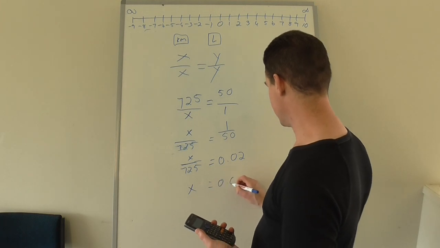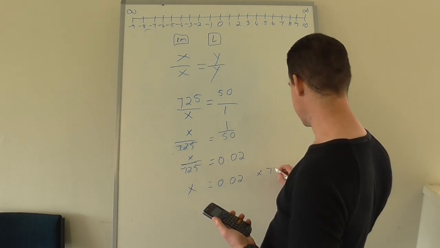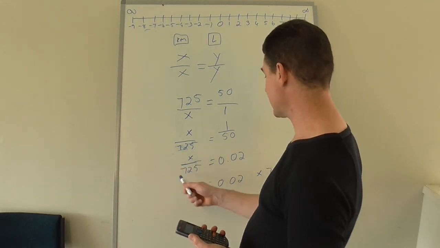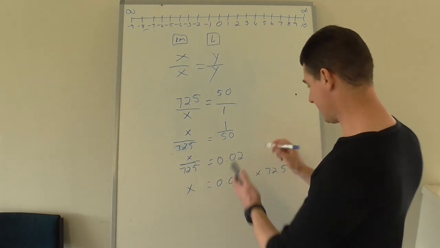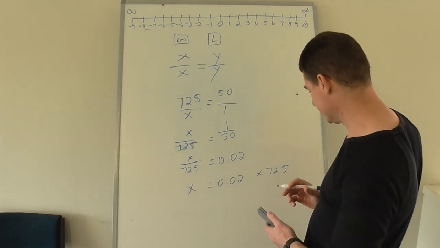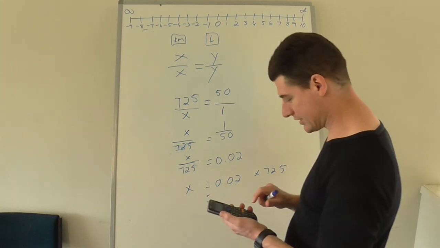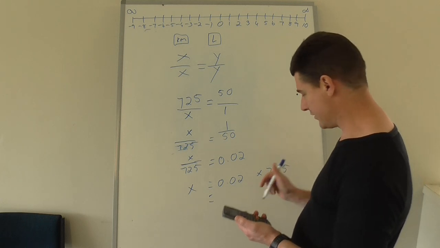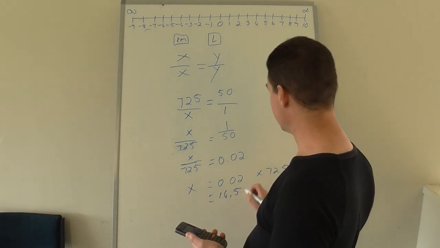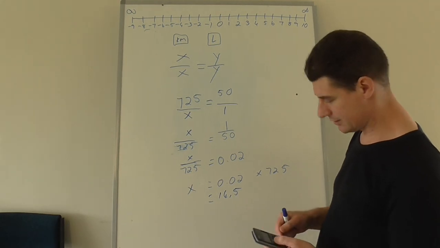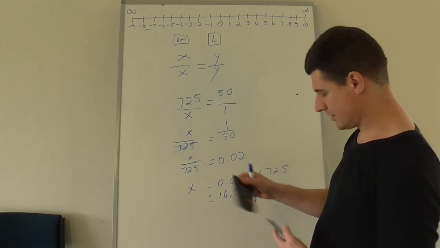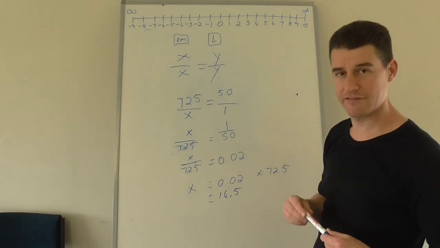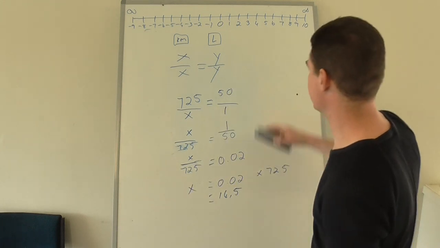So it's 0.02 multiplied by 725. If this was 725 multiplied by x and you're bringing it over, then it would become a division on the other side. All right, so your x then is 0.02 multiplied by 725. And that gives you 14.5 kilometers. Okay, so for 1 liter, you can calculate: you can work on 14.5 kilometers per 1 liter of diesel.